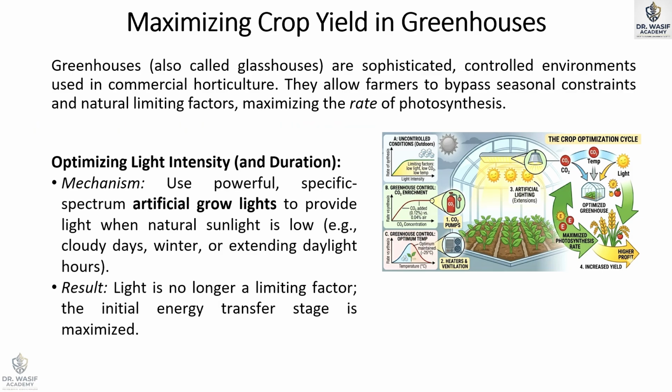The first thing a farmer controls is light. In many parts of the world, winter days are short and cloudy. To fix this problem, farmers use powerful artificial grow lights. These are not just regular light bulbs. These are often designed with a specific spectrum, heavy in the blue and red wavelengths, as we have discussed earlier. That is why blue and red wavelengths are dominant, because they give the chlorophyll exactly what it wants. So by extending the daylight hours or boosting the intensity on a gray afternoon, the farmer ensures that light is never the bottleneck. Then what will be the result? The initial energy transfer stage of photosynthesis is always running at full throttle, leading to much higher crop yield.